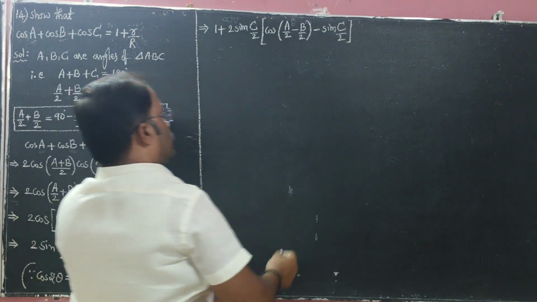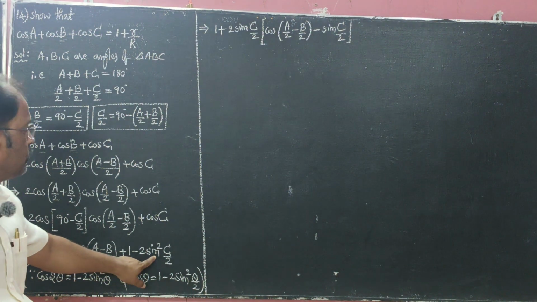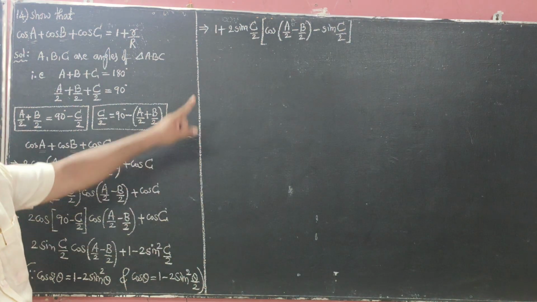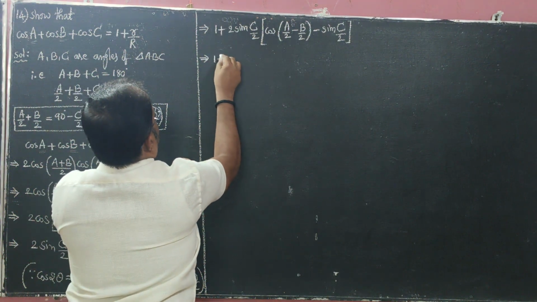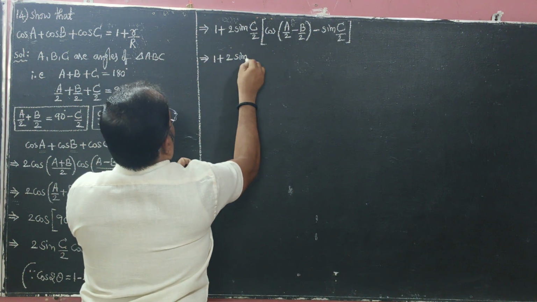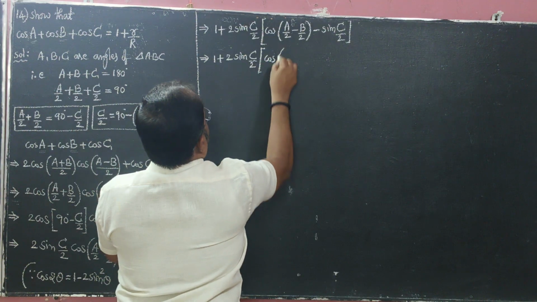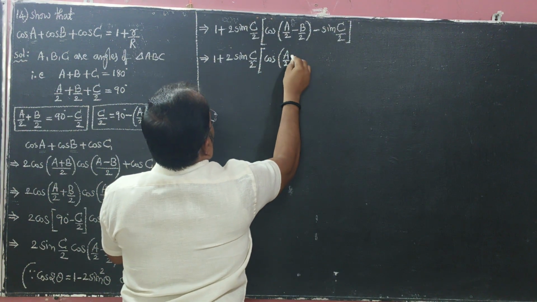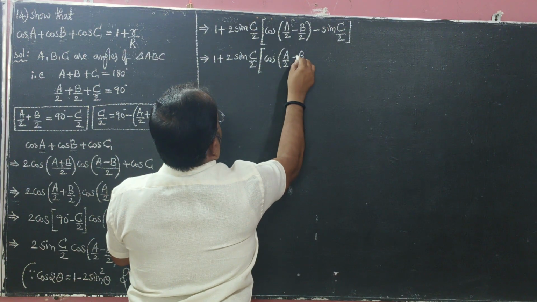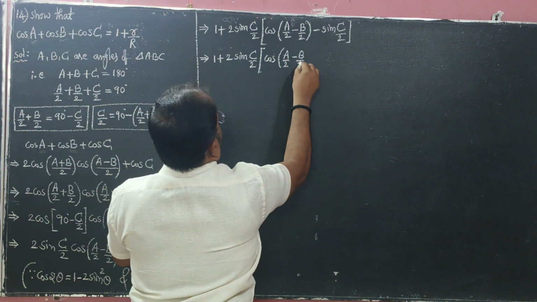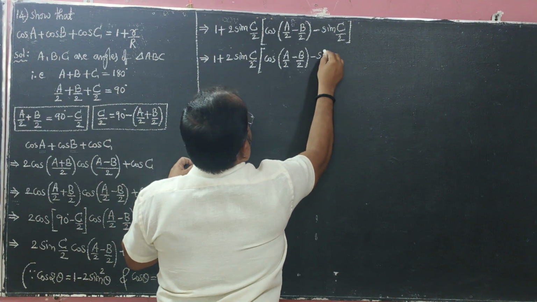Sin c by 2. Okay, so 2 sin c by 2 means the remaining is cos of a by 2 minus b by 2. Here 2 sin c by 2 is common, so the remaining is one more sin c by 2. And 1 plus 2 sin c by 2 into this one as it is, cos of a by 2 minus cos of a by 2 minus b by 2. Okay, a by 2 minus b by 2 minus sin c by 2.